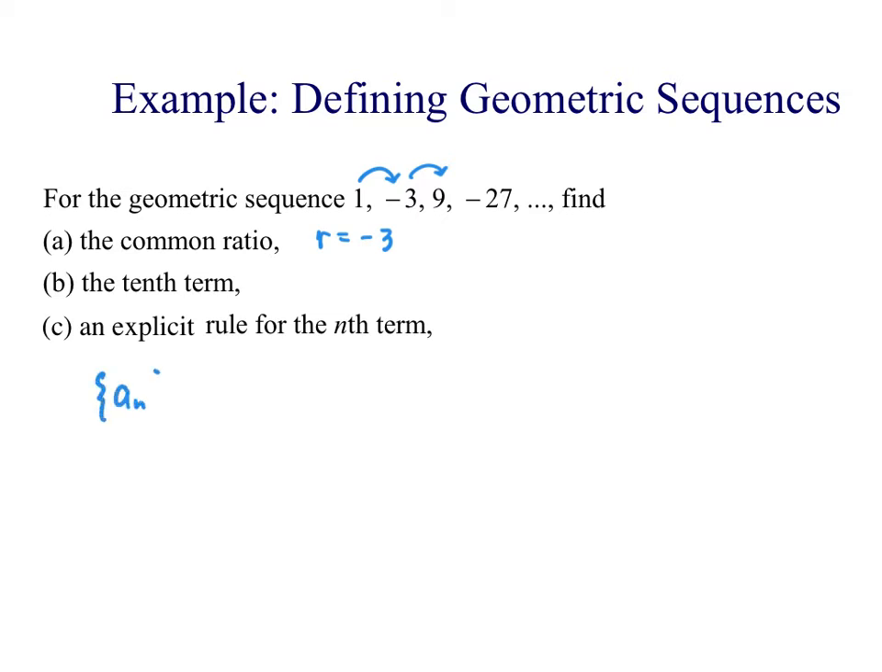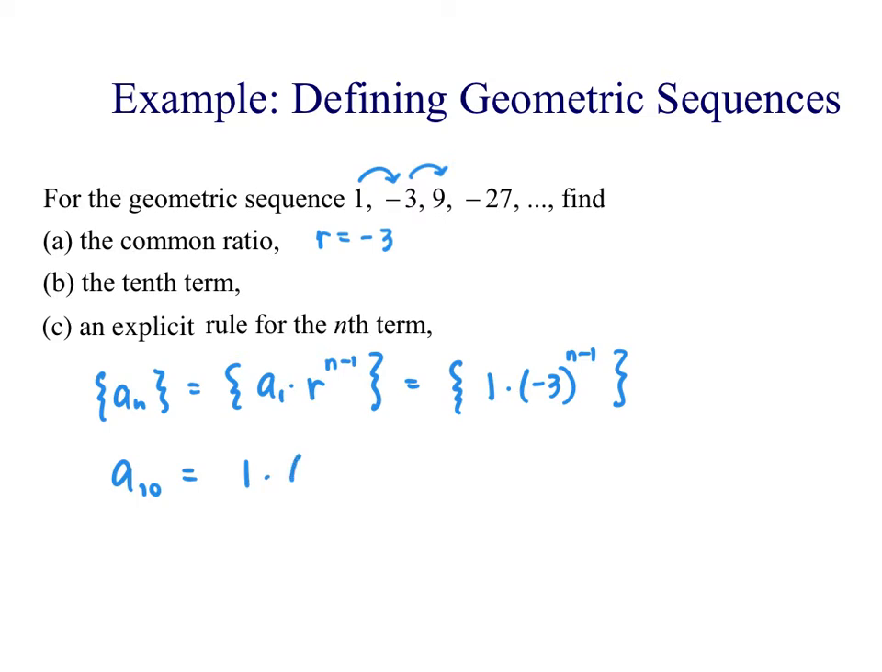So a sub n is a sub 1 times the multiplier to the quantity n minus 1. For this problem, 1 is the first term, and r is -3, to the n minus 1 power. If I want the 10th term explicitly, I plug 10 in. So 1 times -3 to the 10 minus 1. I'm looking at -3 to the 9th power. You don't need to give me an exact answer; you can leave it in its power form. It's fine.